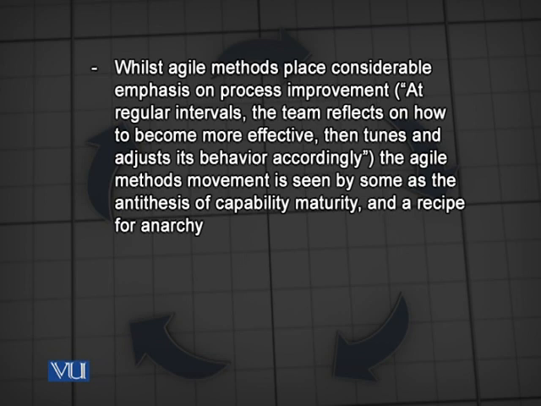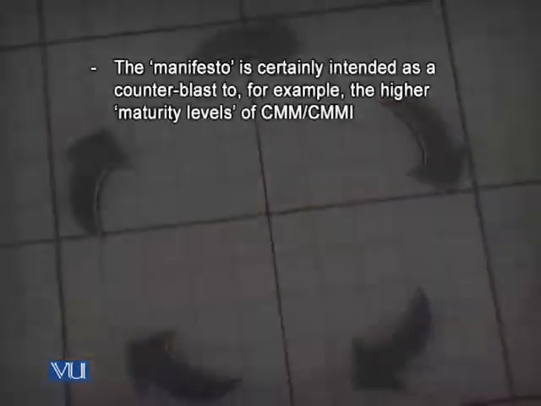So, on the one hand, it is true that the Agile movement is considered by some as the antithesis of capability maturity, and it is considered a recipe for anarchy as far as formal software development and formal process improvement is concerned.